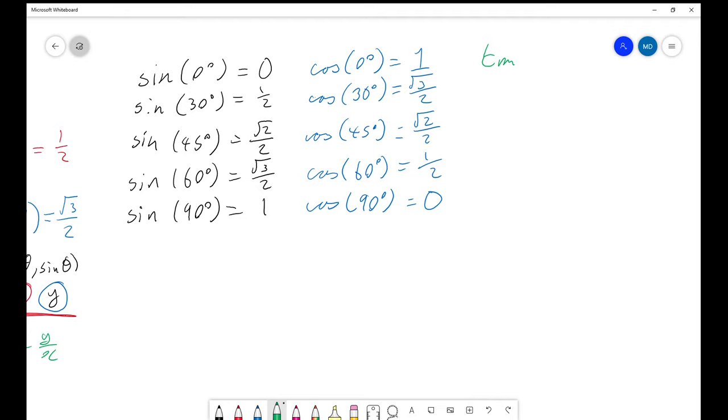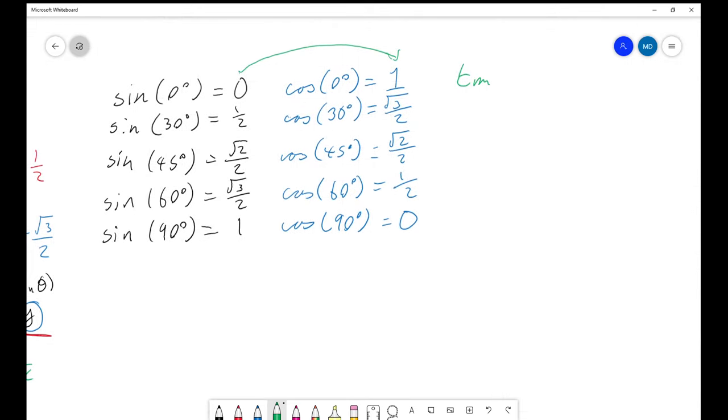Tan of, well, I don't even need to write down the tan because it's always just going to be the sine divided by the cosine. So tan of 0 degrees is going to be equal to 0 over 1, which is 0. Tan of 30 degrees, well, it's going to be 1/2 divided by √3 over 2, and that turns out to be 1 over √3, or √3 over 3 is another way of writing it.